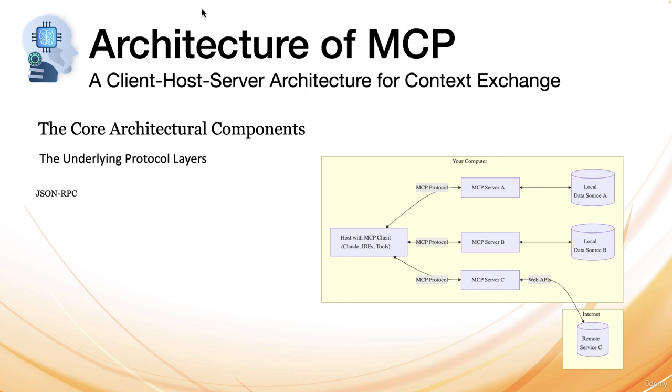JSON-RPC is a lightweight, stateless protocol for remote procedure calls, using JSON to encode requests and responses between a client and a server. Then we have the capability-based negotiation system. Clients and servers explicitly declare their supported features during initialization, ensuring both parties understand what interactions are possible.